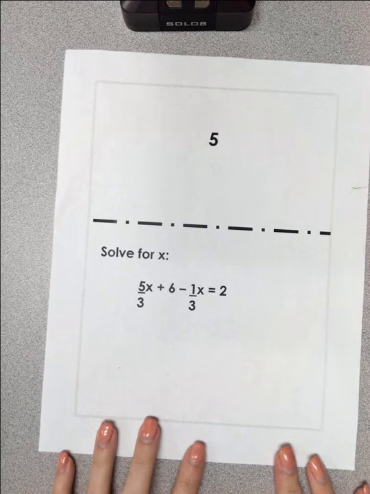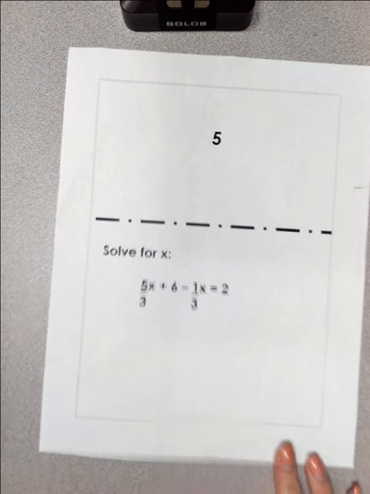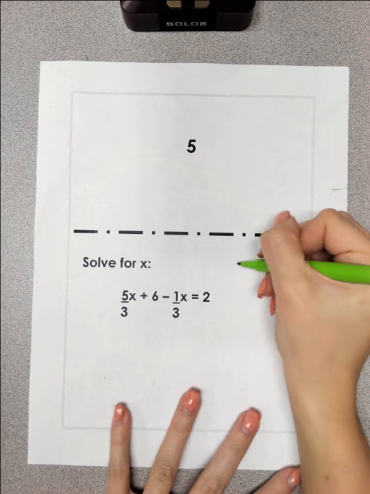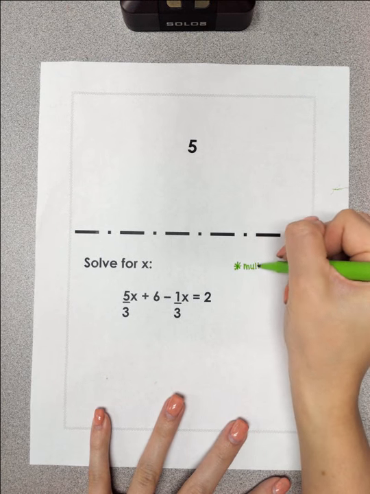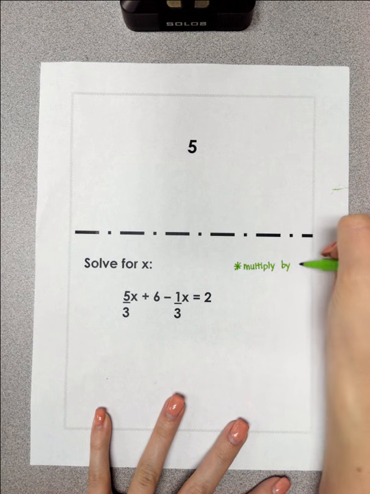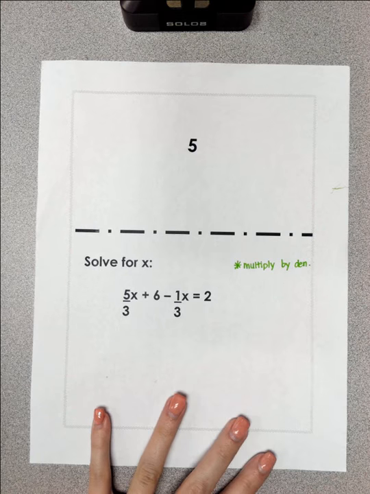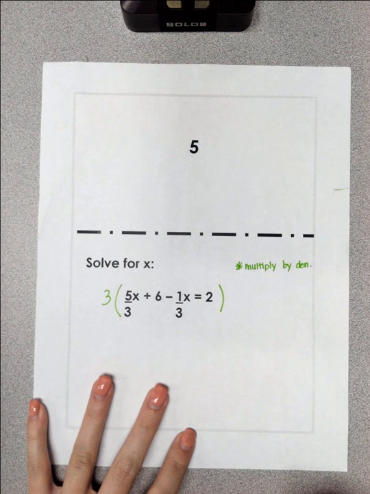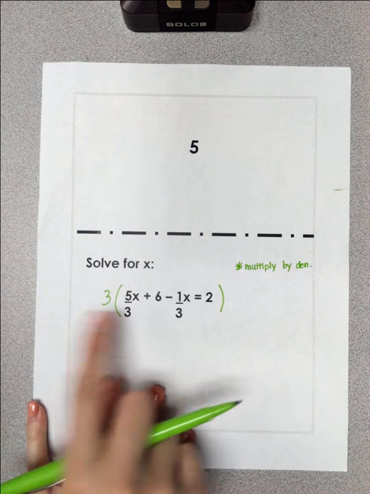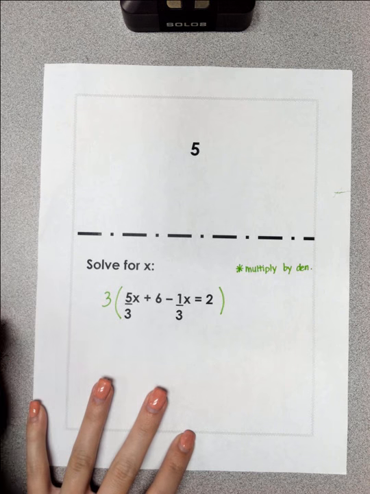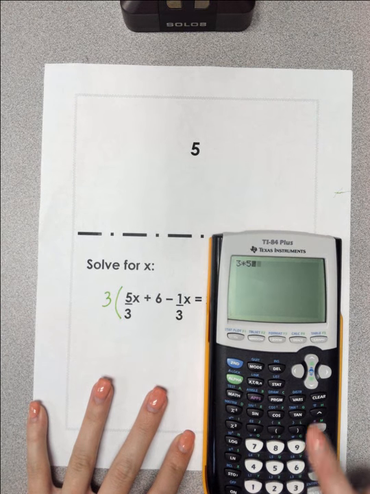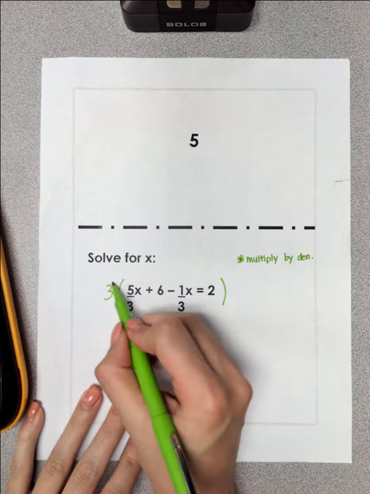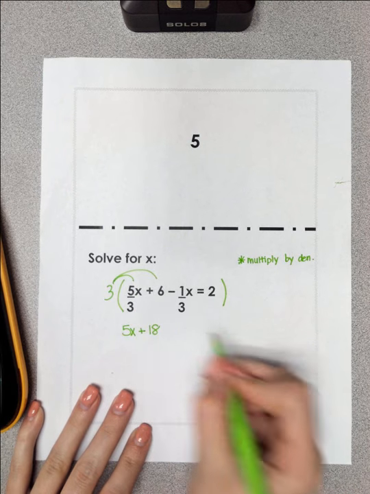Last one. Again, if you wanted to do y1, y2, you could. I'm going to make sure I address how to do it for fractions since it's a little bit different. To get rid of fractions, you multiply by the denominator. Every single piece. So our denominator is 3. So if you don't know what 3 times 5/3 is, go to your home screen and type it in. 3 times 5 divided by 3. It's 5. So 5x plus 6 divided by 3 is 18.